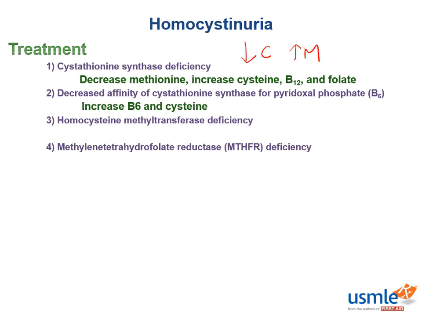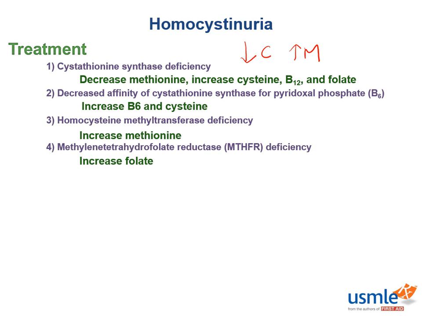If homocysteine methyltransferase is deficient, methionine becomes essential in the diet, meaning treatment is to increase methionine. Lastly, if MTHFR is deficient, then the treatment is to increase folate in the diet, which would allow for homocysteine to form methionine through a different folate-dependent pathway.